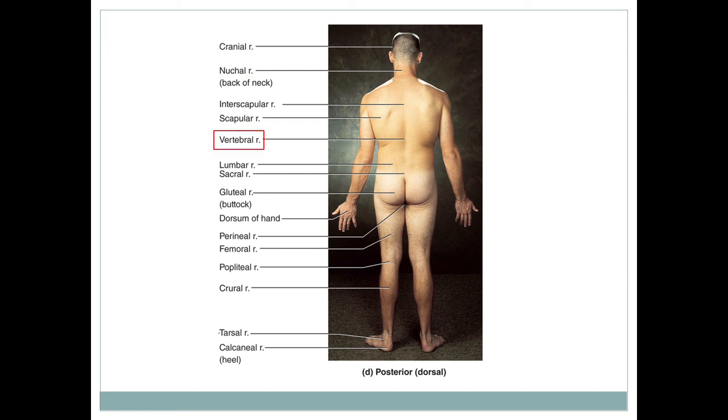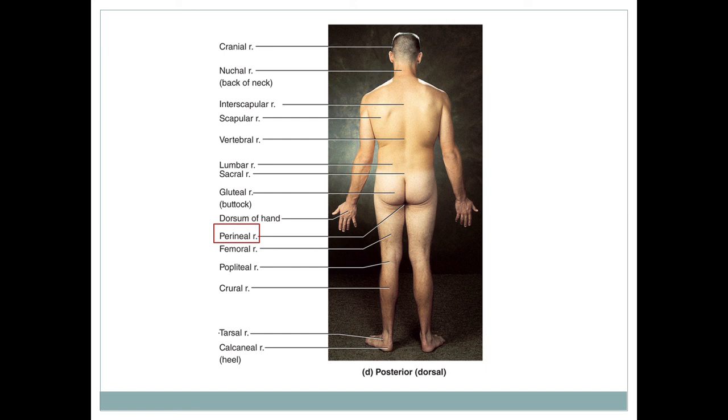The area overlying the vertebrae, or the vertebral column, is called the vertebral region. The area overlying the gluteal muscles, or buttocks, is called the gluteal region. That's where your gluteus maximus is located. That's one of the largest extensor muscles of the leg.